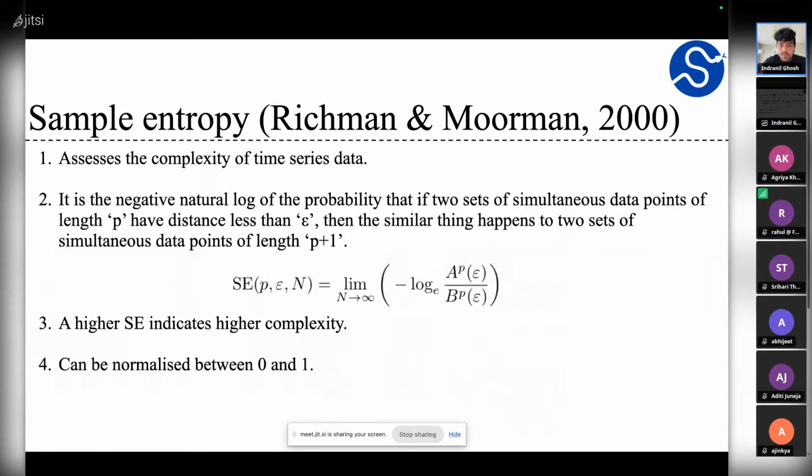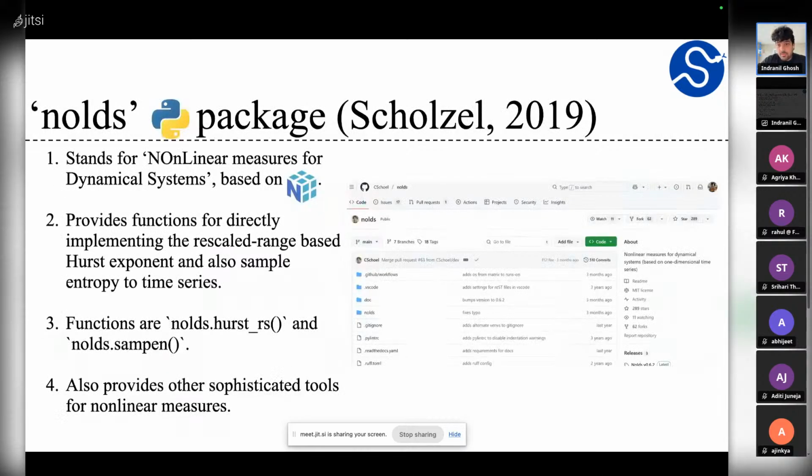Sample entropy captures the complexity of the time series data. It's a probability-based measure, and a higher sample entropy indicates higher complexity, and it can be normalized between 0 and 1, but you don't need to. So this gentleman, Shoel, from 2019, wrote a package called NOLDS, which is a Python package based on NumPy. It means nonlinear measures for dynamical systems. It provides options to implement these nonlinear measures on time series. You can find the Hurst exponent calculation and also the sample entropy calculation through these two one-liner functions. So it's very straightforward.